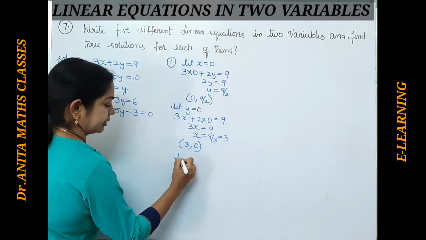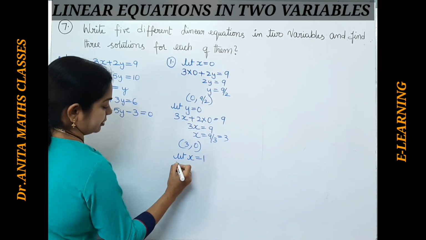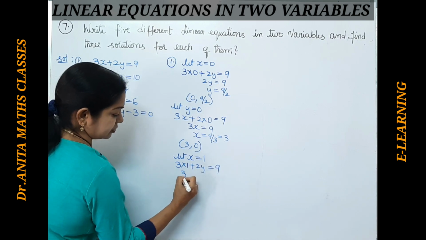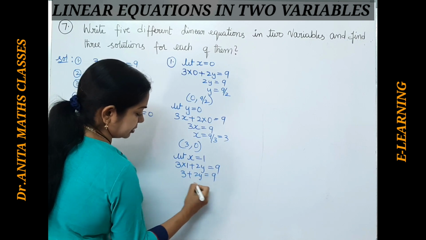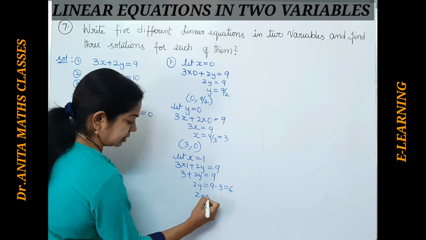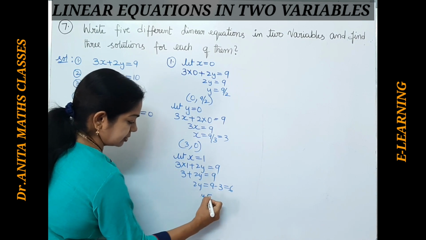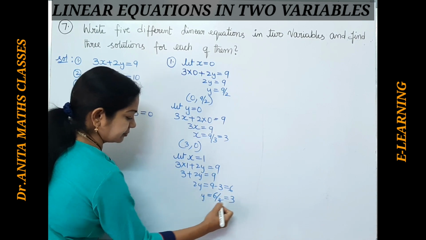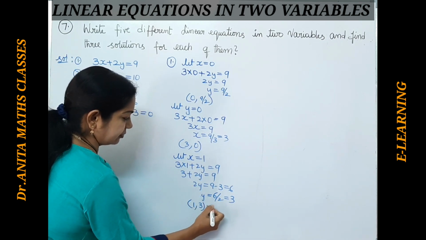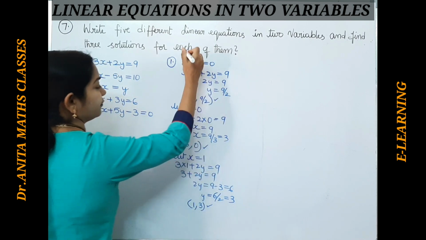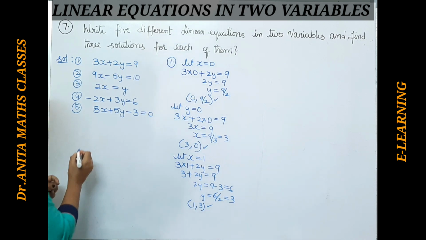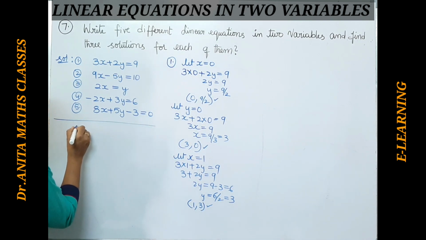Now let us take x value 1. So 3 into 1 plus 2y equals 9. So 3 plus 2y equals 9. 2y equal to 9 minus 3, that is equal to 6. So y value equal to 6 by 2, that is 3. Right. So when x value is 1, y value is 3. So I found out 3 solutions for the first equation. Likewise, you have to find for all the equations. Let us take the second equation.